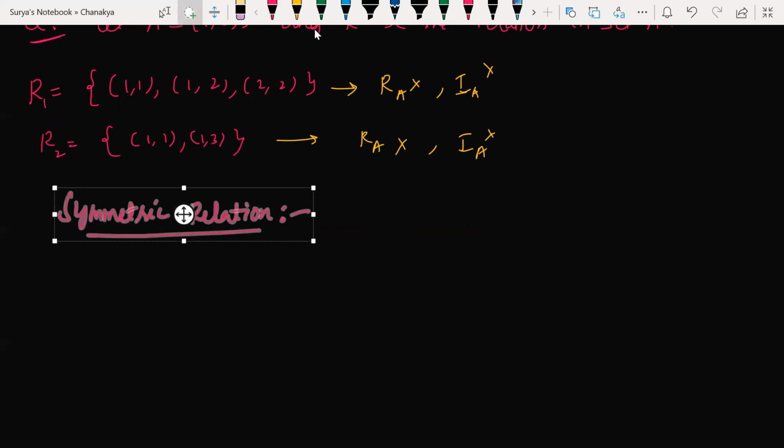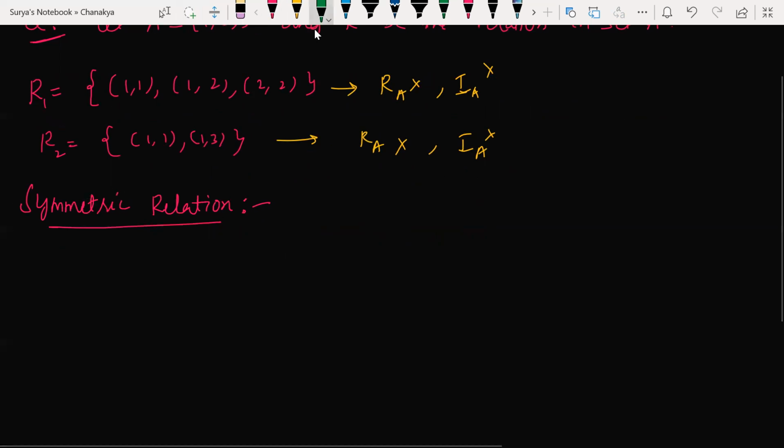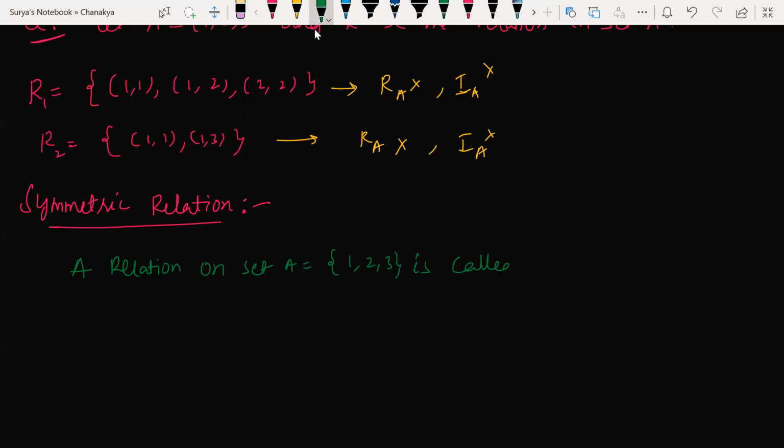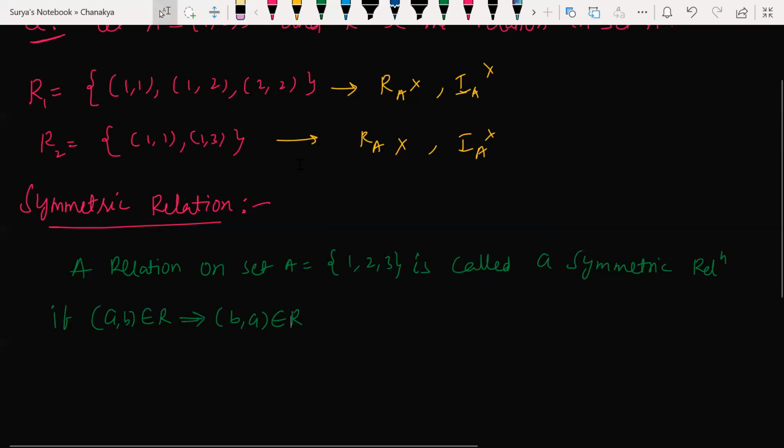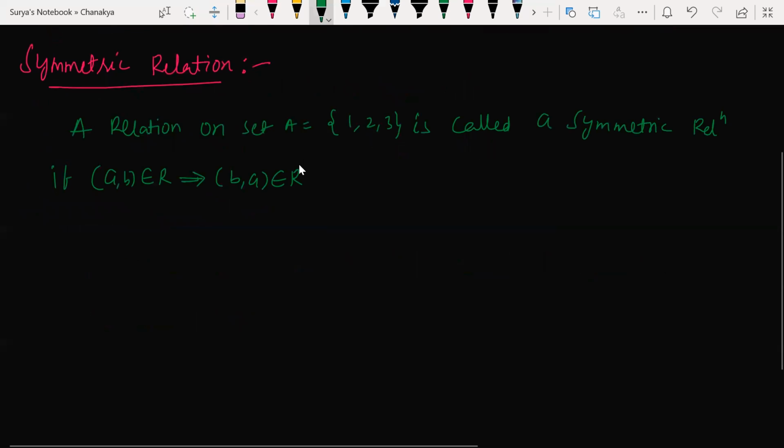Symmetric relation. Tell me, symmetric relation is nothing but, beta, if there's (1,2), then (2,1) also should be there. A comma B is there means B comma A also has to be there in the set. Very good. A relation R is called a symmetric relation if (a,b) belongs to R, then (b,a) must belong to R. Correct? So this is the definition of the symmetric relation.